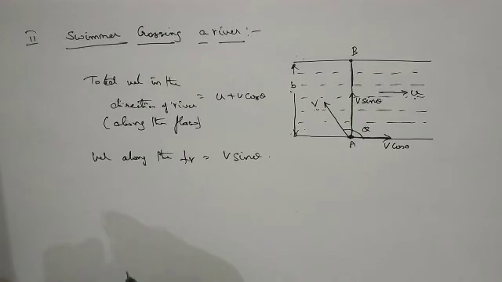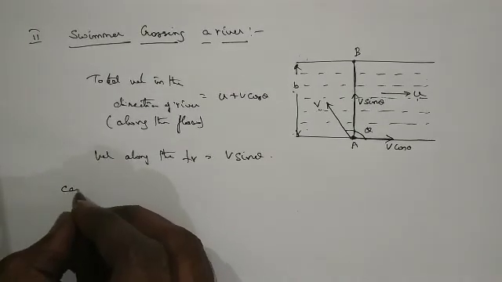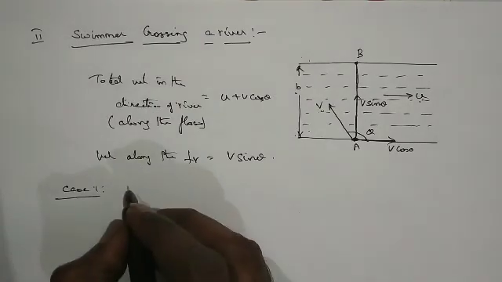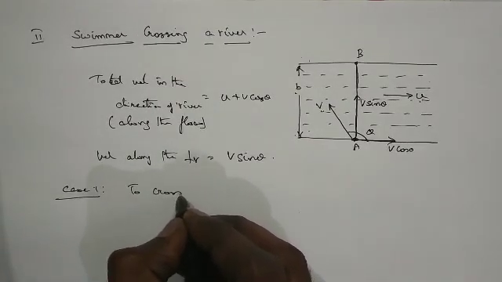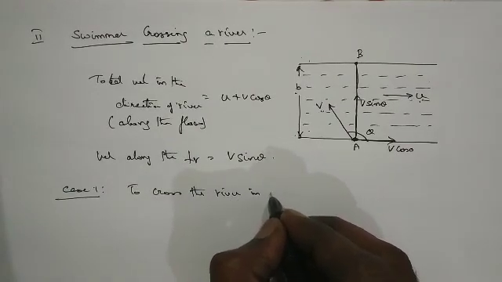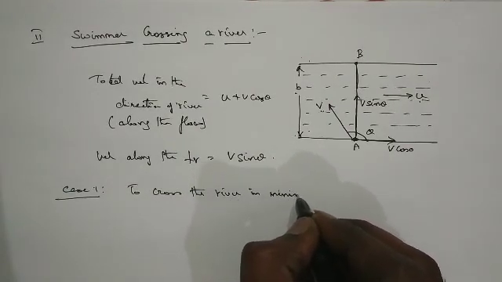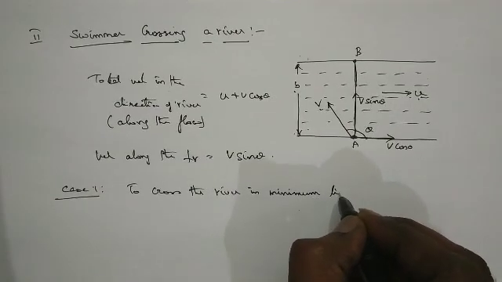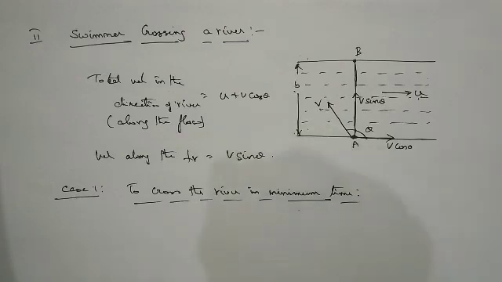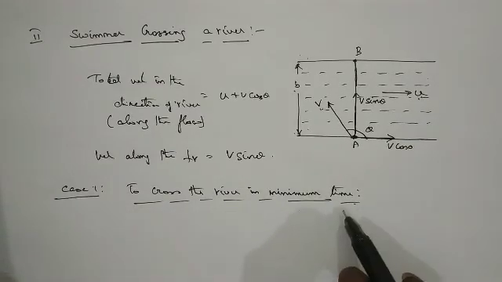Now there are two cases which will emerge here. Case 1 is to cross the river in minimum time. If you want to cross the river in the shortest time, that is the first case. The second case is to cross the river in minimum distance. One is minimum time, the next is minimum distance.